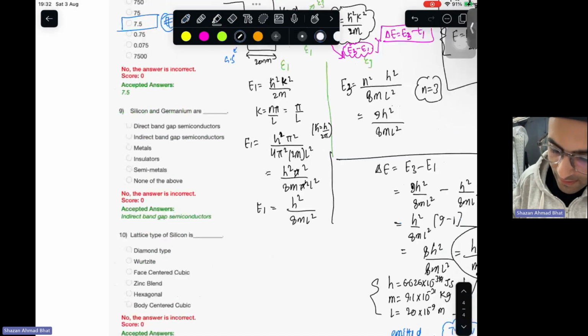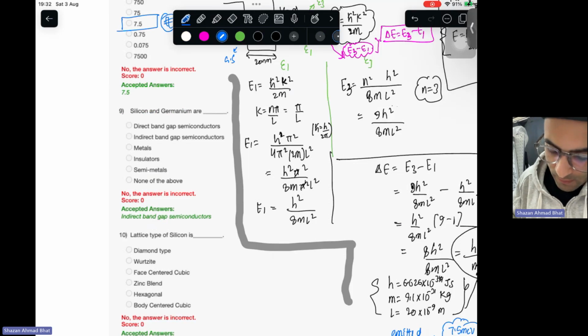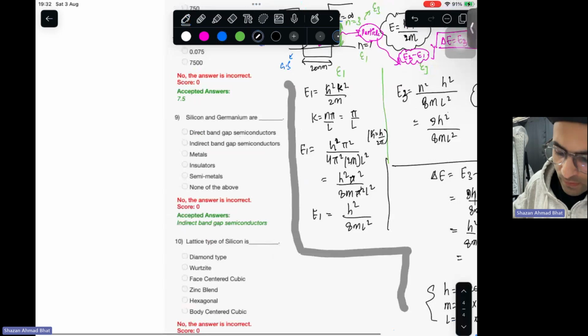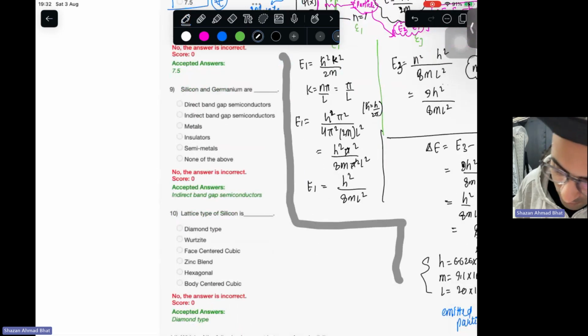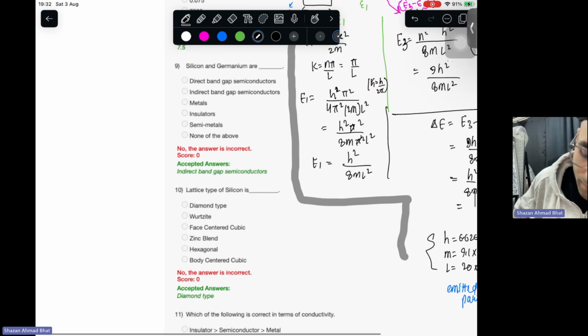All right, let me draw a line here so that we can discuss other questions. Okay, so question number 9 says that silicon and germanium are, first of all, what are silicon and germanium? What is a direct band gap and what is an indirect band gap?